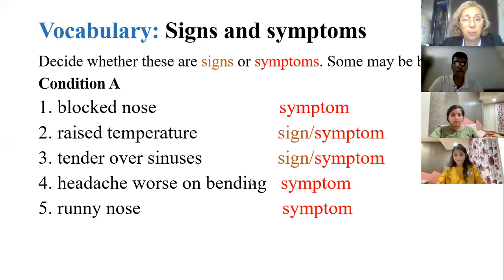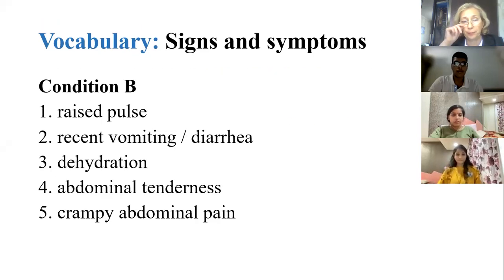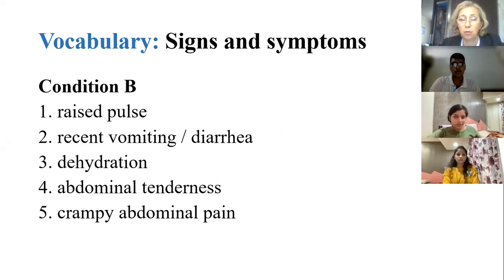Now, condition B. If we have a look at condition B, symptoms and signs, what kind of illness is it? Food poisoning. Recent vomiting and diarrhea, and dehydration can be caused by food poisoning. Abdominal pain is also there. Any kind of intestinal infection, or maybe somewhere in the pancreas or maybe the liver is not functioning properly. That can also cause all of these symptoms. It can also be gastritis, for example. Appendicitis is also possible.